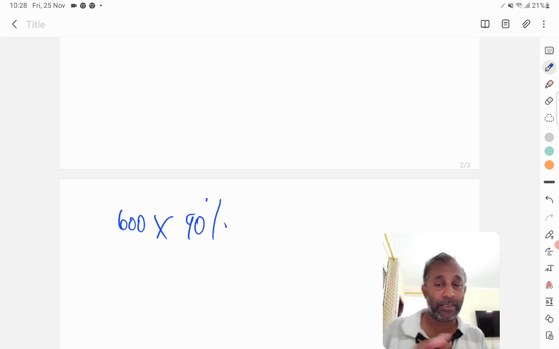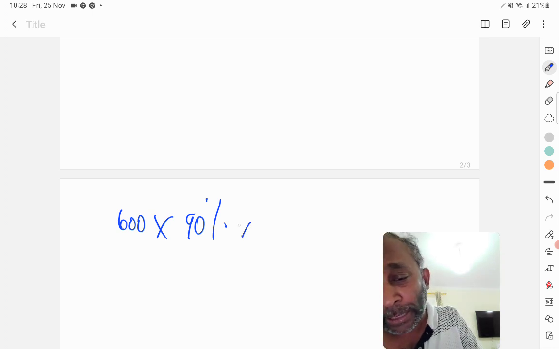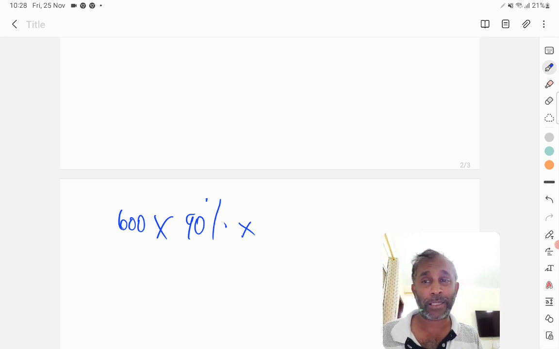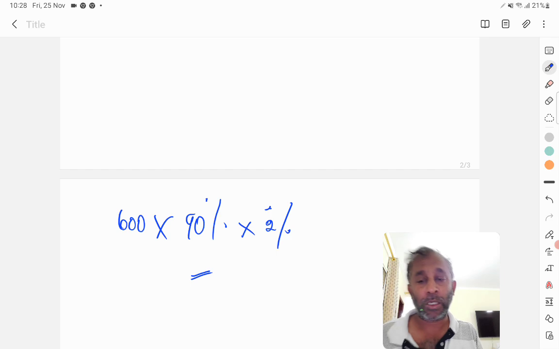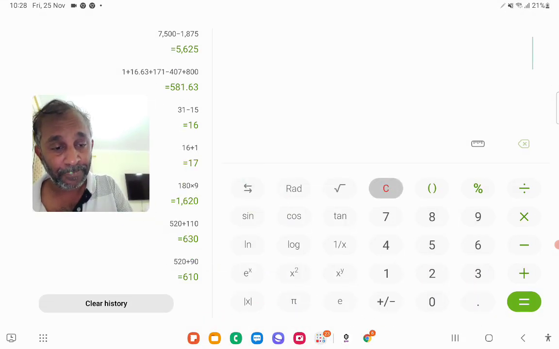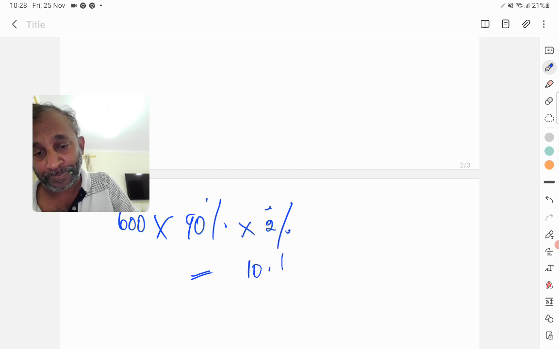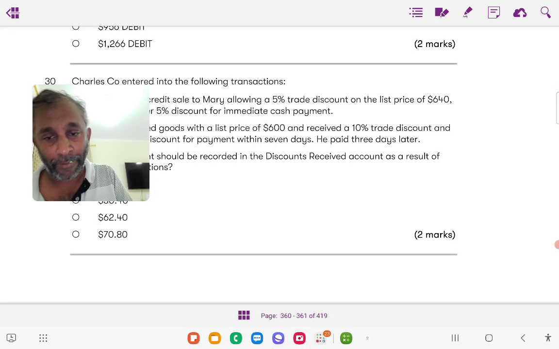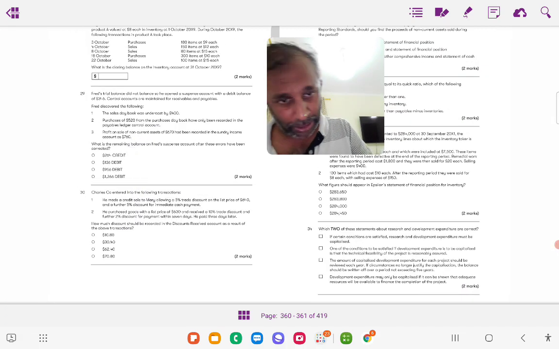Meaning 10% is the trade discount. So the net amount after the trade discount would be 90% of the invoice value, into the discount that you are receiving as cash discount, which is 2%. So this calculation only you need. Let's work it out. So if I do that, 600 into 0.9 into 0.02. So 10.8 is your answer. And let's find out if we have such an answer there. Yeah. Option number 1. So that is the answer to question number 30.